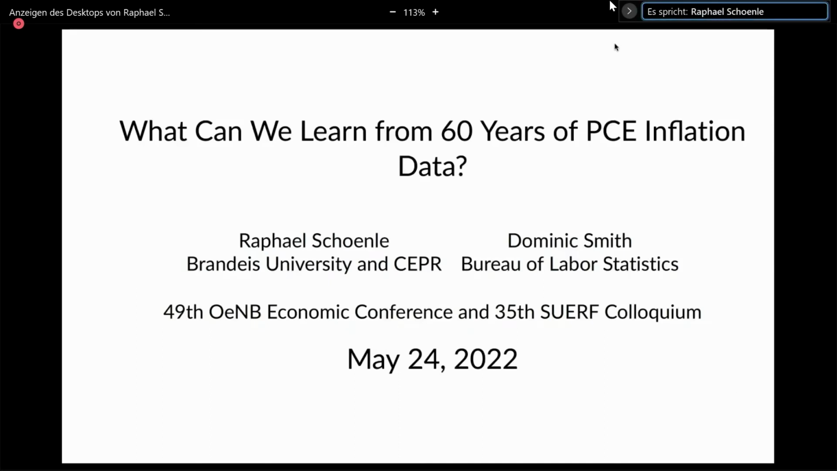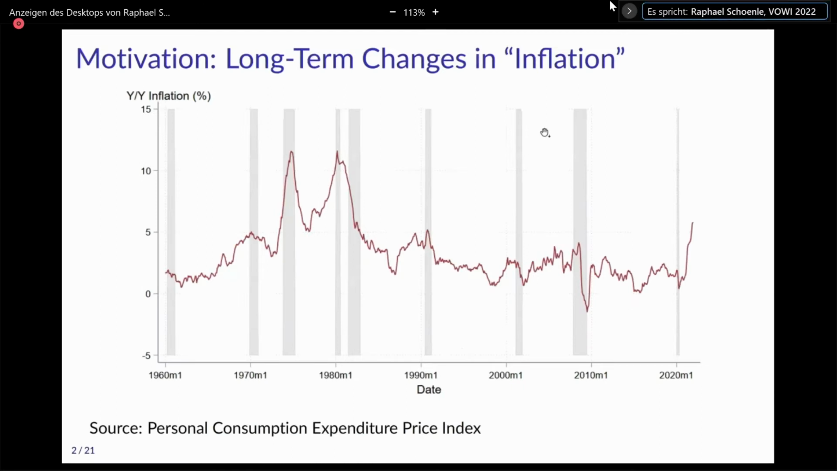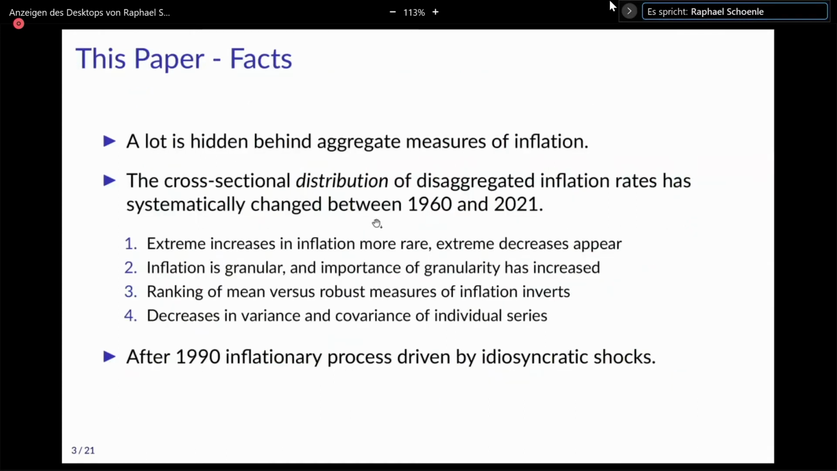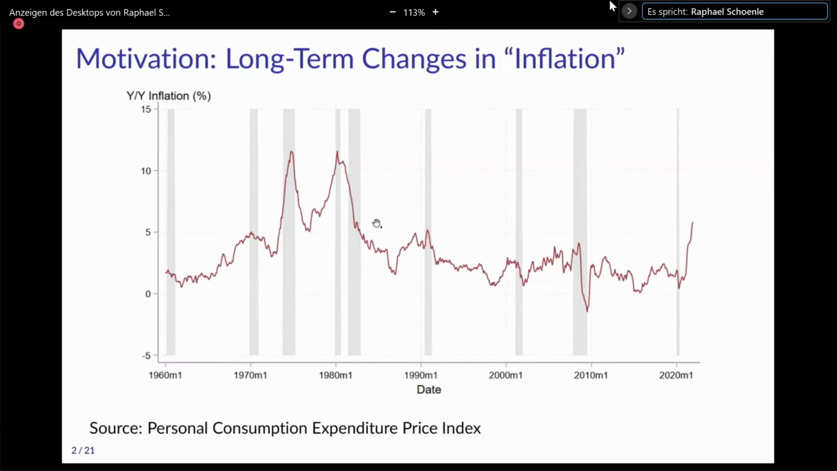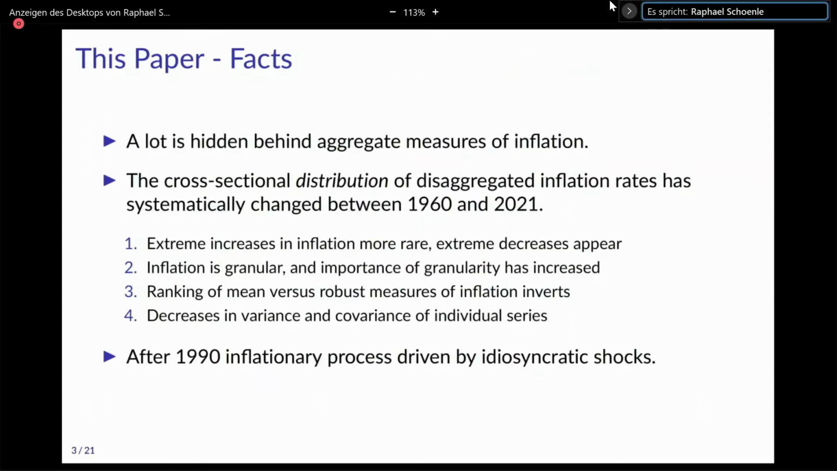It's a pleasure to be here virtually, and I am going to talk about what we can learn from 60 years of PCE inflation data, which is joint work with Dominic Smith at the BLS. What motivates us here are long-term changes in inflation, which I'm showing you in this figure as the inflation series based on the PCE inflation. You see there have been dramatic changes over time. We all know them very well. But there's a lot hidden behind aggregate measures of inflation.